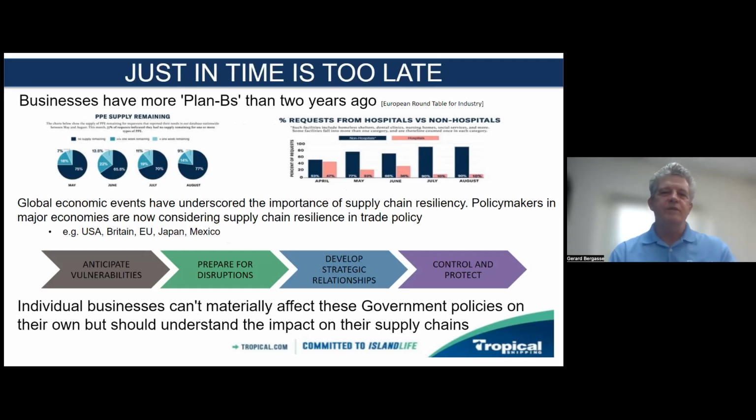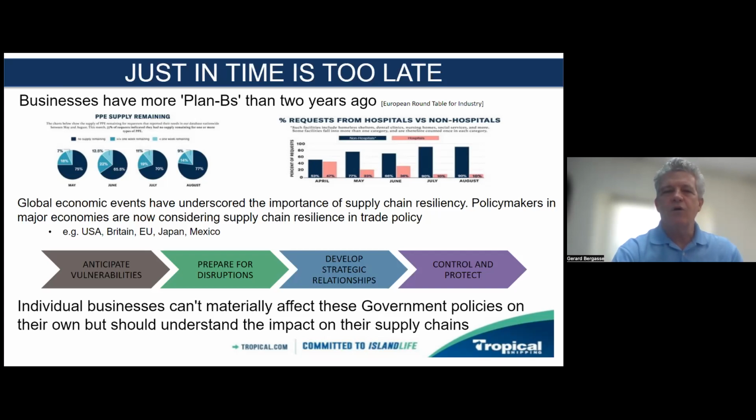COVID was so disruptive, and the current impacts on the global supply chain have forced us into changing the way we do things as businesses and governments. A recent study by the European Roundtable for Industry found that businesses generally, as a result, have more plan Bs now in place. So they're trying to work out alternatives for supply chains or particularly risky elements of the supply chain, and building strategies that would make their supply chains more resilient.